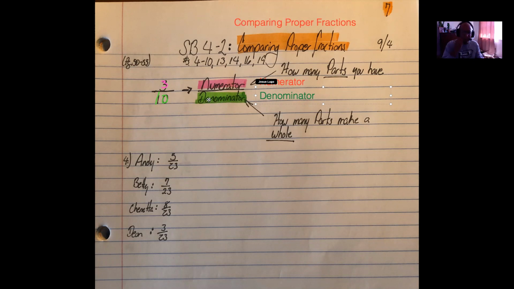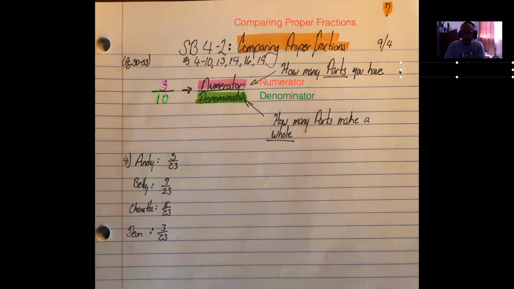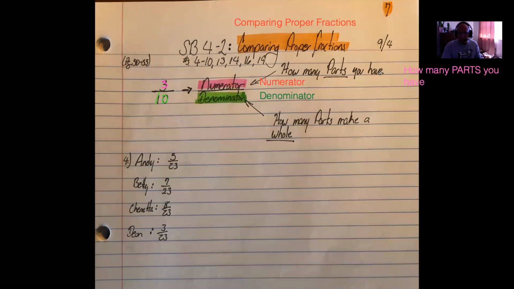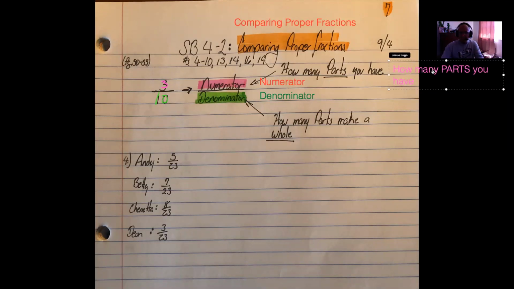What do each of these actually mean, though? I know that the top number is the numerator and the bottom number is the denominator, but what do these actually mean? Well, the numerator, the top number, always tells us how many parts we have, or how many parts you're given. Notice how it's a part. It's not the whole thing. It's a certain part, a section of the whole.